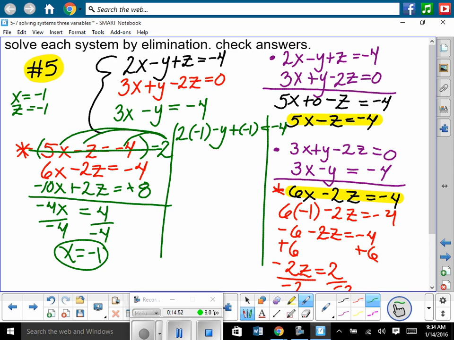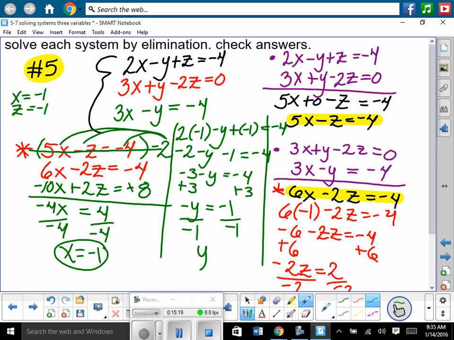So then let's go ahead and solve. So we have negative 2 minus y minus 1 is equal to negative 4. Am I going too fast? So, negative 2 plus negative 1 is negative 3 minus y is equal to negative 4. So I'm going to add 3. So we have negative y is equal to negative 1. Divide both sides by negative 1. So y is equal to 1.